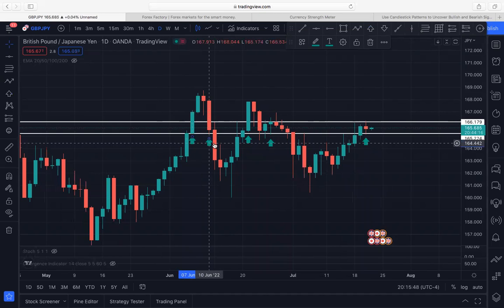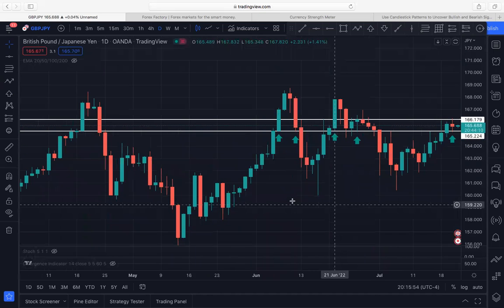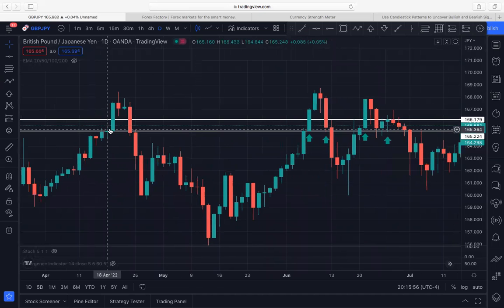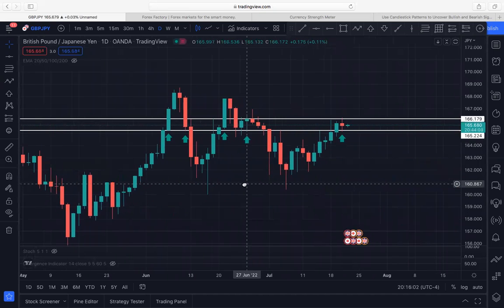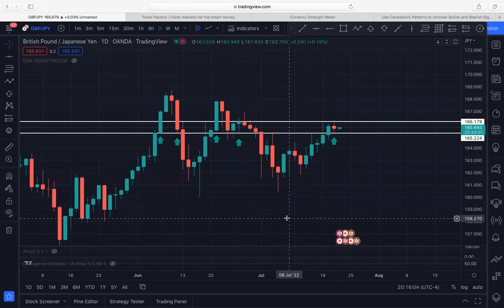So you have 1, 2, 3, 4, 5 touches on this floor. And if you keep going back, you'll find more here, here. So all you need is 3. So we already have more than 3.